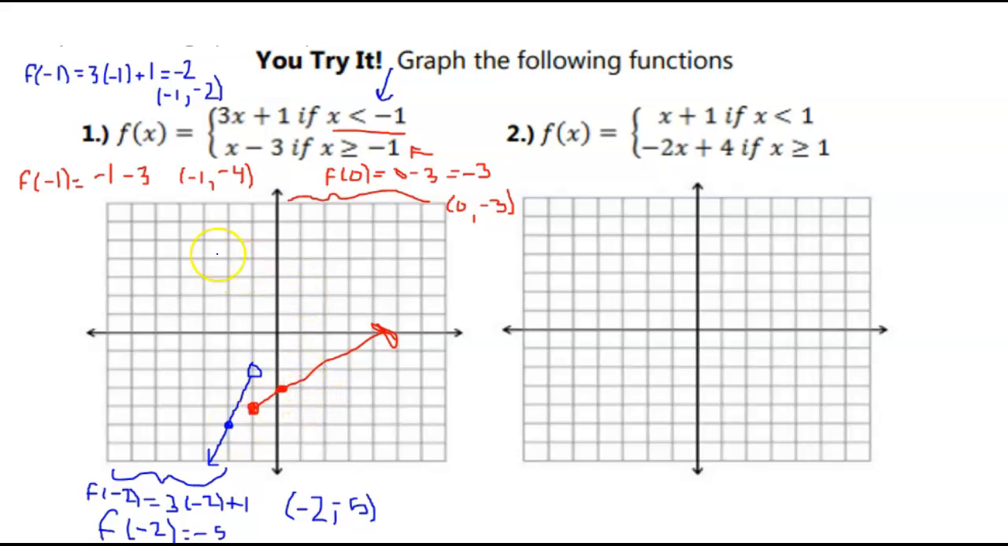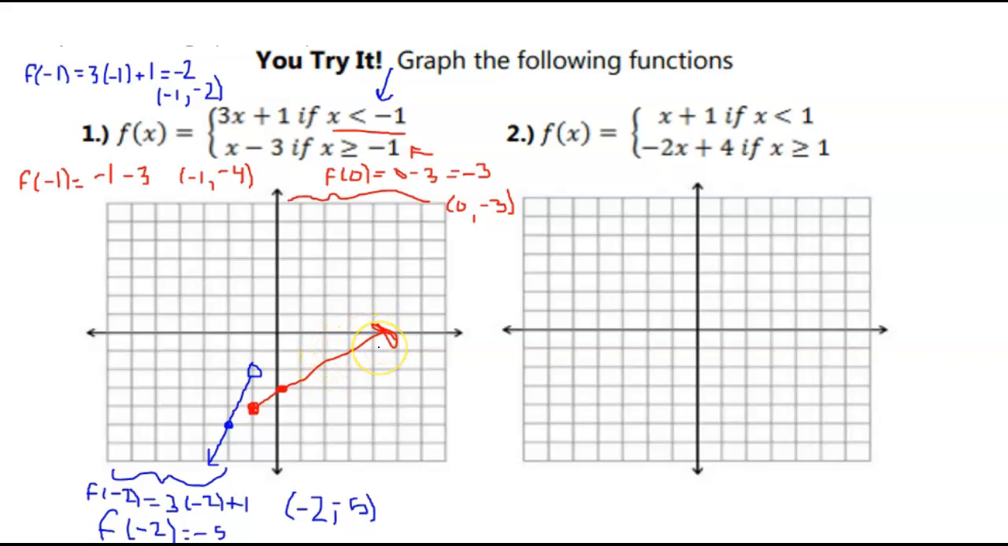I did the same thing for my values greater than or equal to -1, except I'm using the bottom function and it's over here. I picked a point greater than or equal to -1, which was 0. So I found f of 0 using the bottom function. And 0 minus 3 gave me an output of -3. So I know those values that are greater than or equal to -1 would also hit, that line would hit at (0, -3). That's why I plotted that point, and I was able to then graph that line for the values greater than.